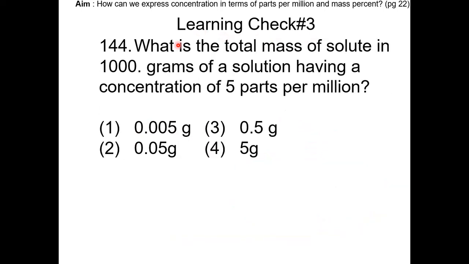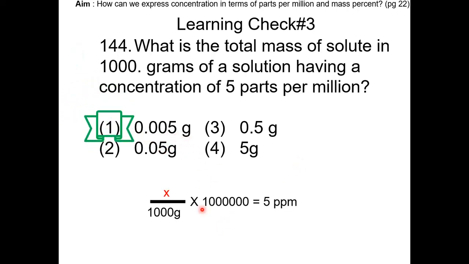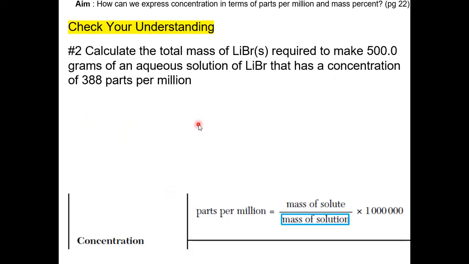Learning check number 3. What is the total mass of the solute in 1,000 grams of solution having a concentration of 5 parts per million? Pause the video and resume when completed. The answer is choice 1, 0.005 gram. Here's the setup to get the correct answer. You're solving for the mass of solute. Try to do questions 2 to 7 on your own. Pause the video and resume when completed. Here are the answers.